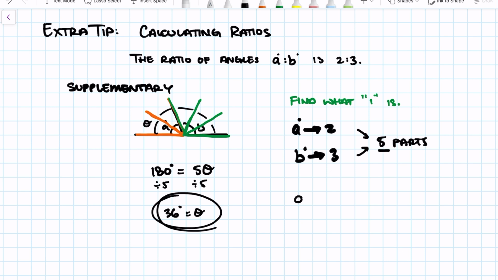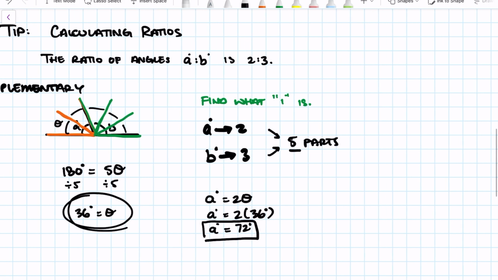So A in this case would be 2 of whatever that angle is, right? So if I plug it in, angle A, I don't have an answer for that yet, is equal to 2 times 36 degrees. Now we could easily solve that, this is going to be 72 degrees. So angle A is 72 degrees, while angle B is going to be 3 times that angle.